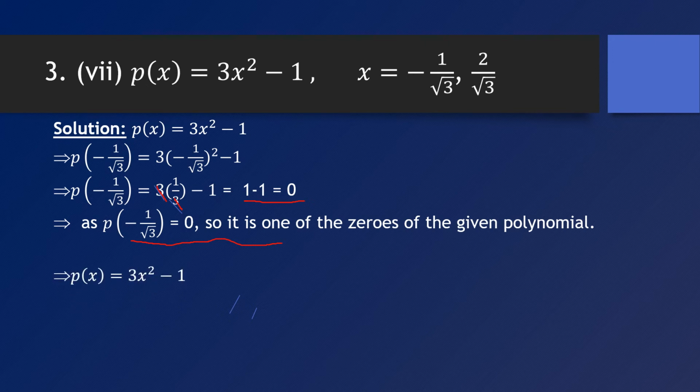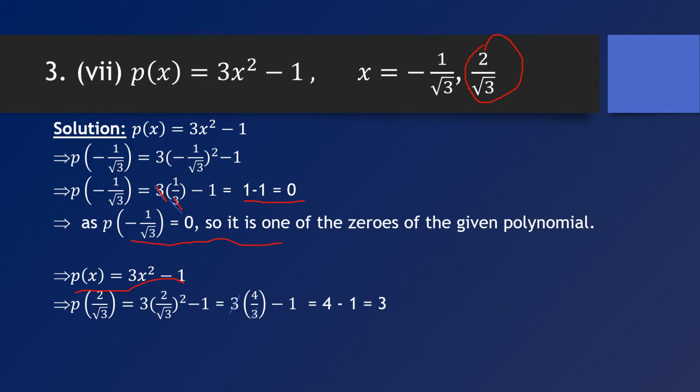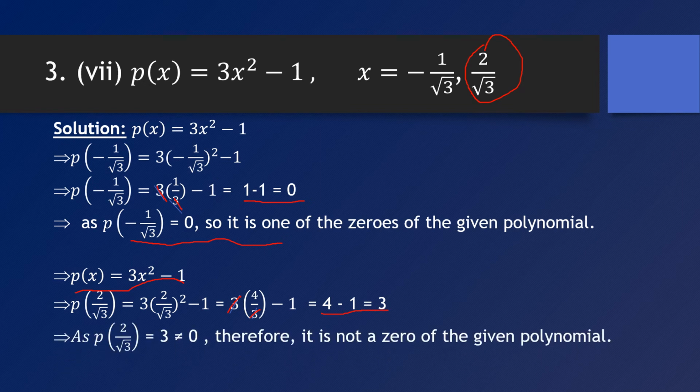Next one, p of x is equal to 3x square minus 1. So we need to put x is equal to 2 upon root 3 now. So as we have put it, it will be 3 into 2 upon root 3 square minus 1. Again, we can cancel 3 and 3 because 2 2s are 4, and on squaring root 3 you will get only 3. So 3 and 3 will get cancelled. You will be left with 4 minus 1, which is equal to 3, which is not equal to 0. Therefore, it is not a 0 of the given polynomial.